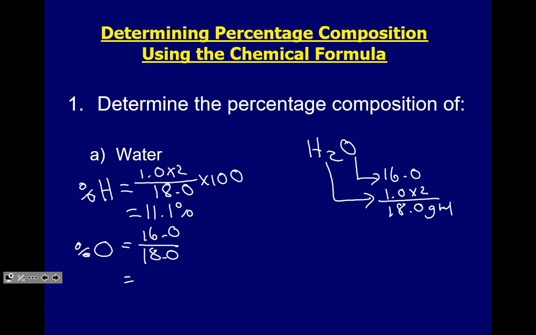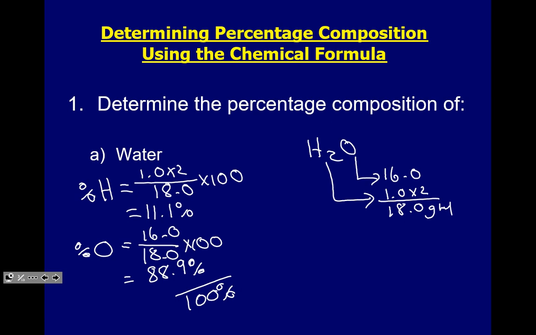When you do the 16 over 18 times 100, what are we getting? Yep. 88 point, should round, I think, to an 88.9. 88.9%. And when we add those two up, it gets us 100%, and therefore we've done it correctly. All right? So, from a formula, it's very simple. Determine the molar mass, take each element, divide it by the total, times 100, and you've determined the percentage mass of the elements in water.